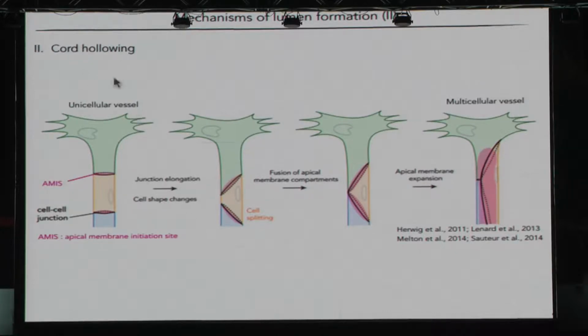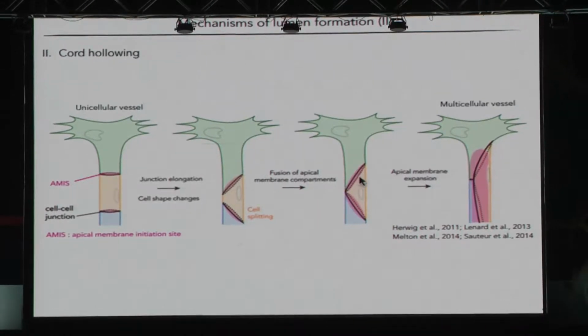And in this process of cord hollowing, apical membrane domains are formed de novo at cell-cell junctions. And when junctions elongate and converge together, this brings the fusion of separate apical membrane compartments, which then expand to form a lumen.